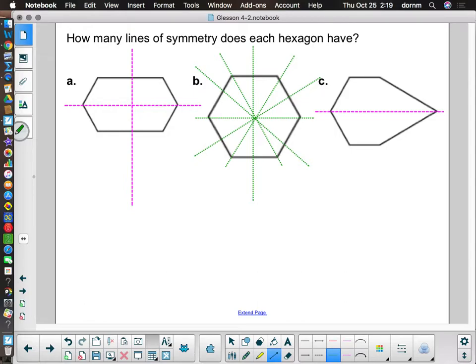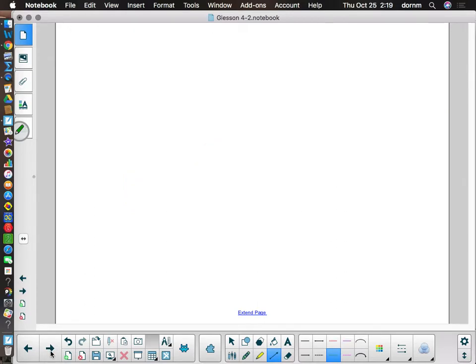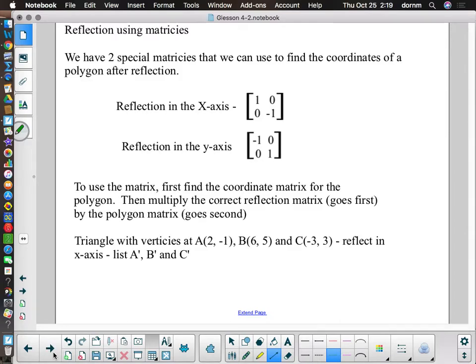I'm not spending a lot of time talking about it because, again, this is a topic you hit really hard in middle school. I don't think it's something we need to spend a lot of time on here. What I do want to spend time getting to is the idea of matrices and using matrices for reflection. We're only going to worry about reflecting in the x-axis and the y-axis when it comes to matrices.